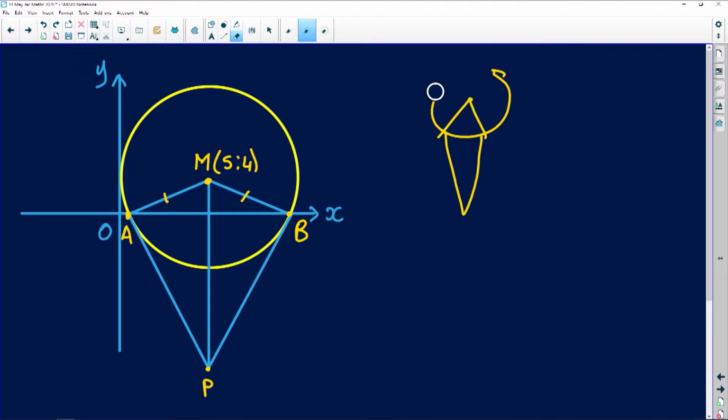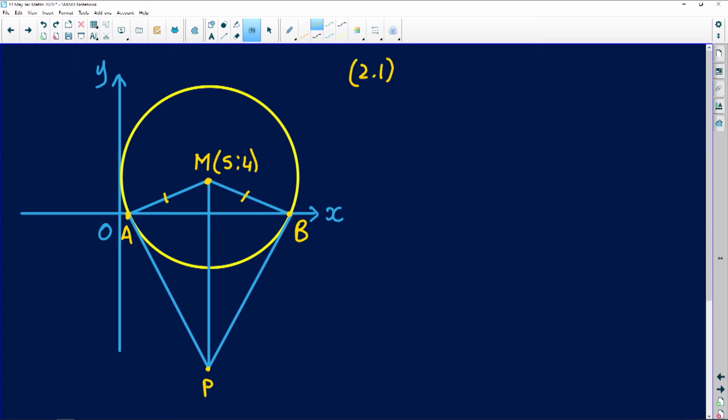So the first one, for 3 marks: find the equation of this circle. It's a question that is for 3 marks. So let's just remove what I've drawn over there. The equation of this circle. Where's my pen? There we go. So for 2.1, which is for 3 marks, the equation of the circle.